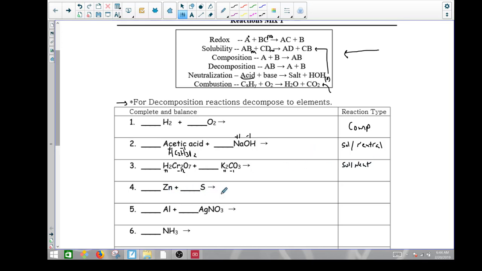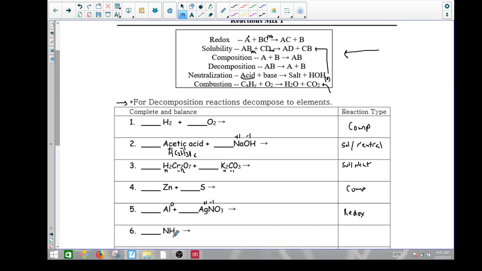Here, two individual items, just going to put them together: composition or synthesis. And the final one here, we'll do 6 here. This is going to be a single individual, no charge. Right off the bat, it cannot be solubility. This is going to be changing charges. We have +1, -1. This is a redox reaction.